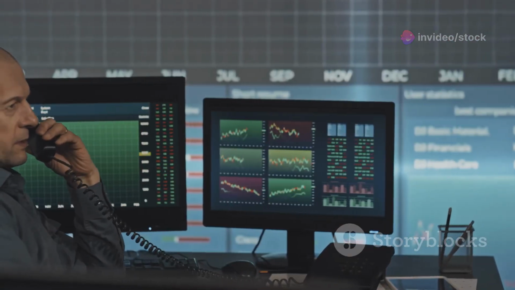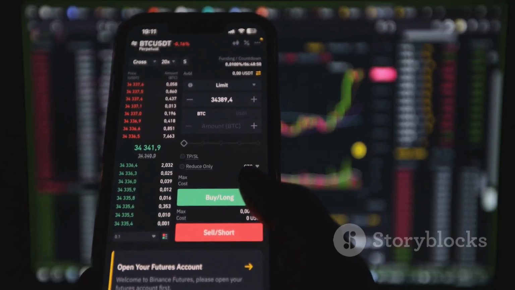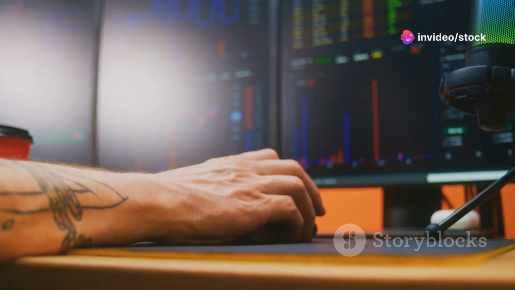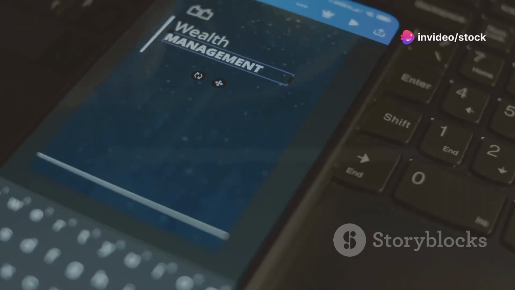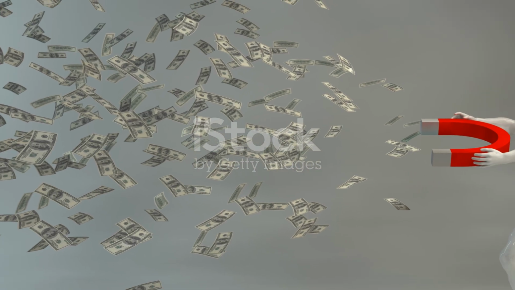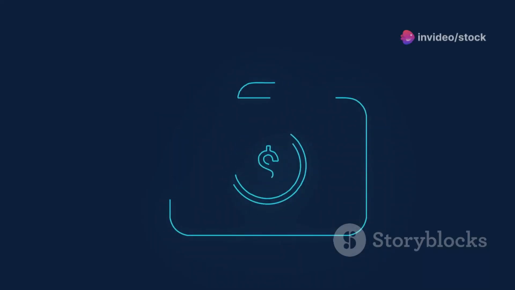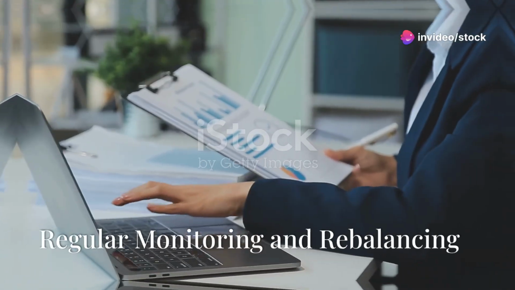For those who have the knowledge and time, investing in individual stocks and bonds can offer more control and potentially higher returns. However, it also requires more research, due diligence, and active management. Robo-advisors have gained popularity in recent years as an automated way to invest. These platforms use algorithms to create and manage diversified portfolios based on your risk tolerance and financial goals.